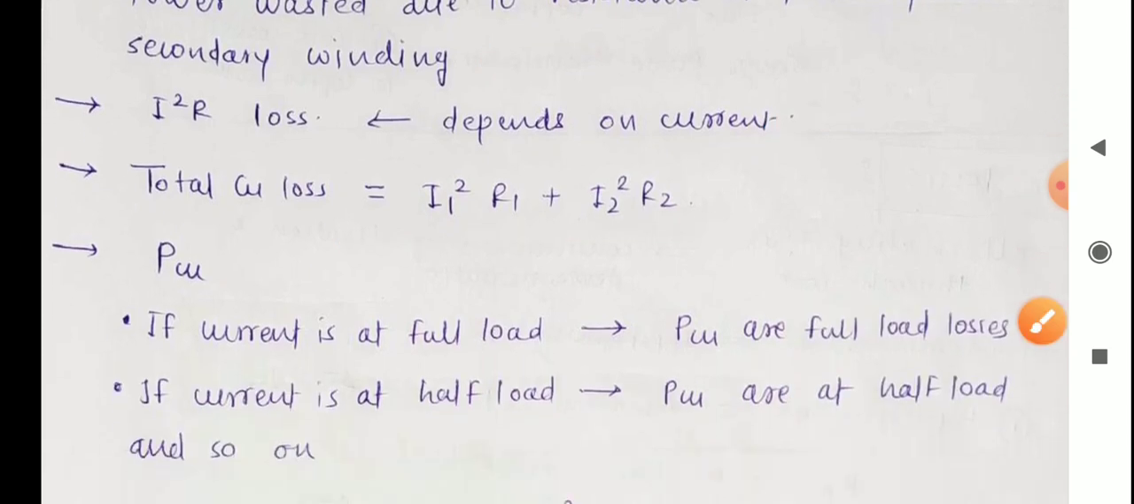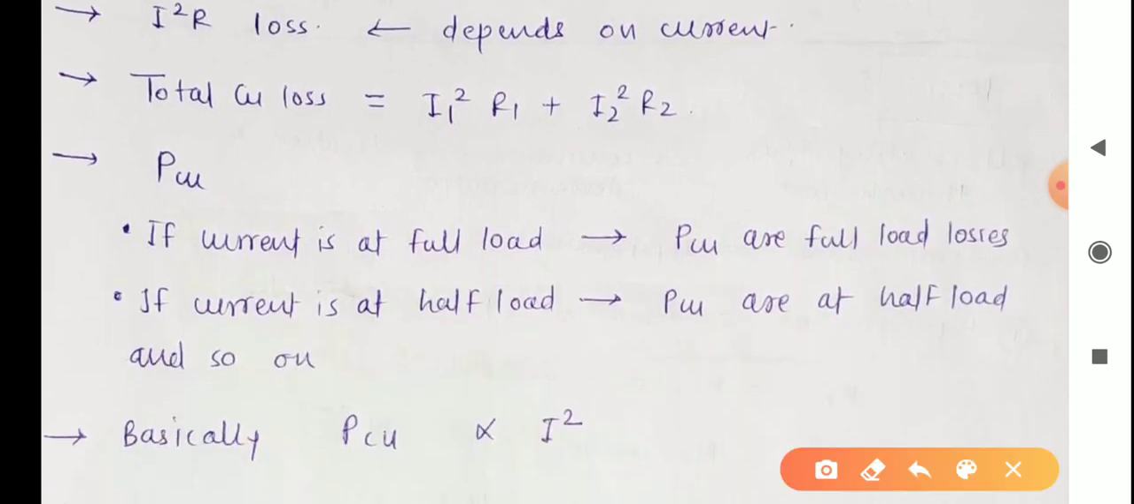Now if the current in the transformer is at full load, the copper loss measured at that time is known as full load copper loss. If the current is at half load, then the copper loss is measured at half load, and these two will be different because our copper loss is directly proportional to current square. So if the load is changed, your copper loss will change. So we can conclude that our copper losses are variable losses.